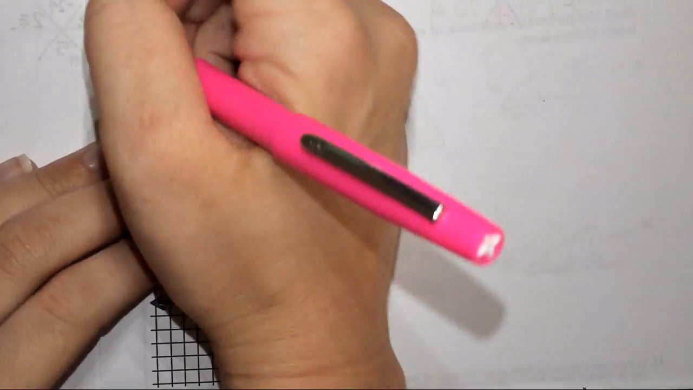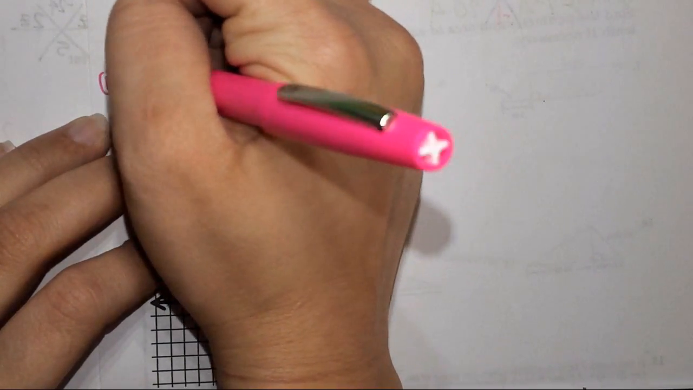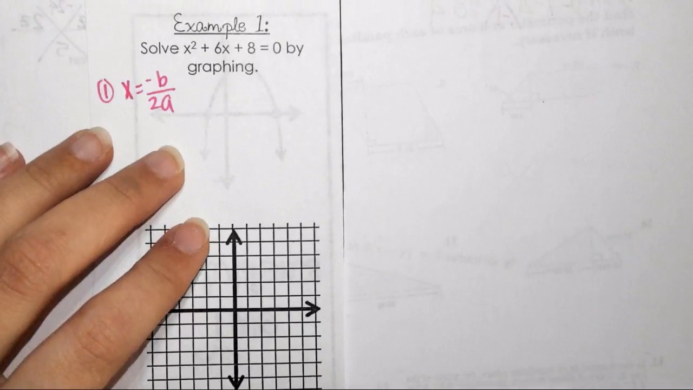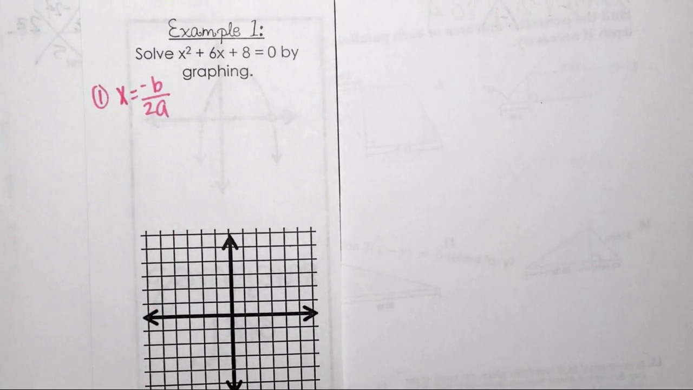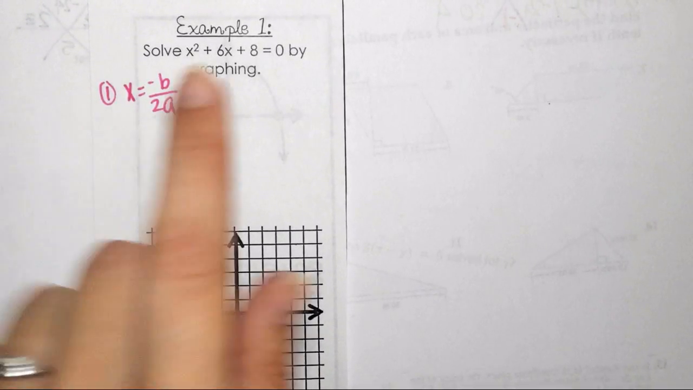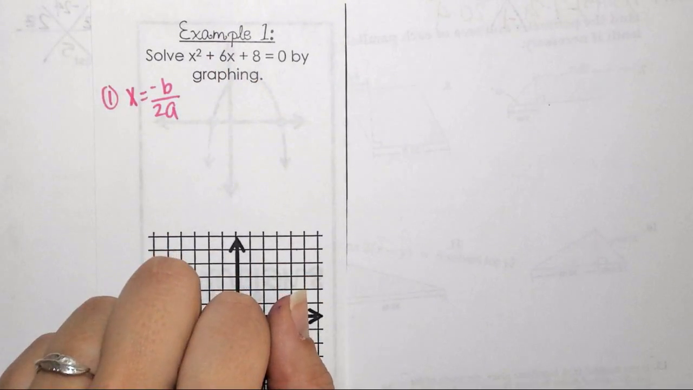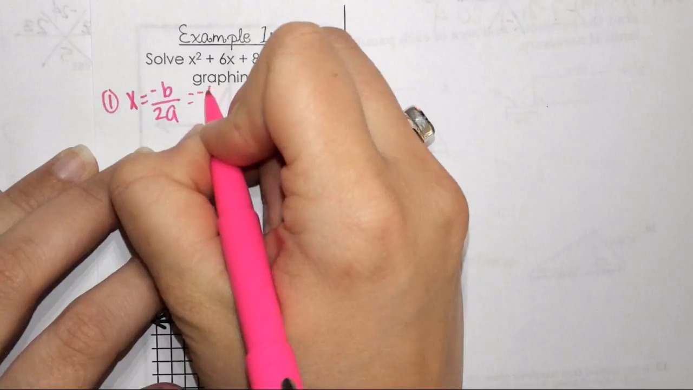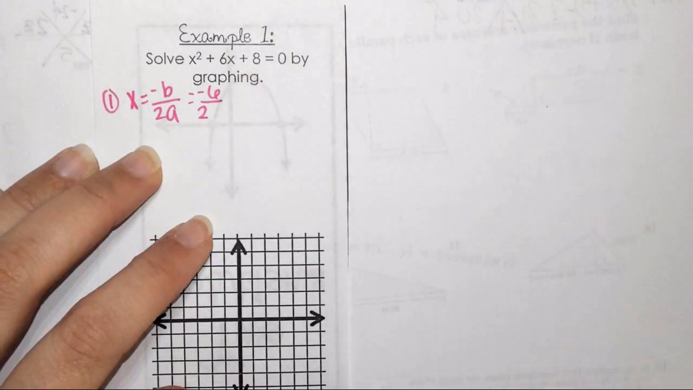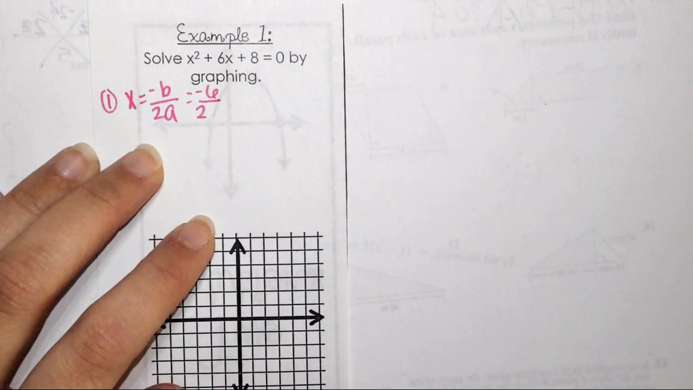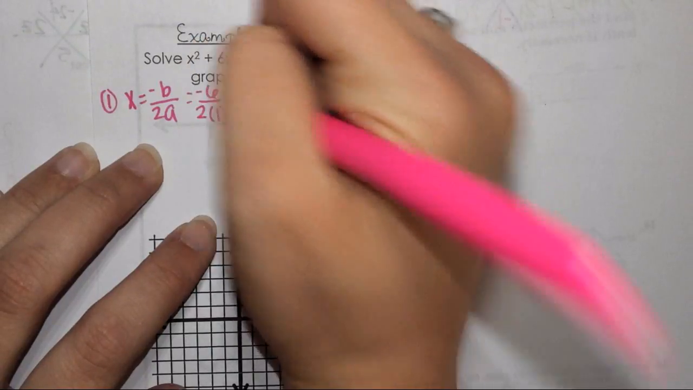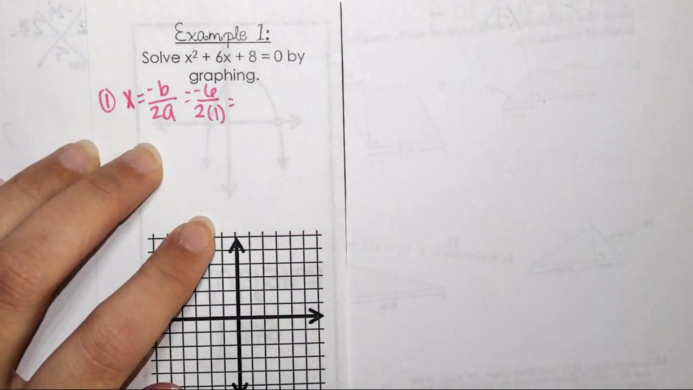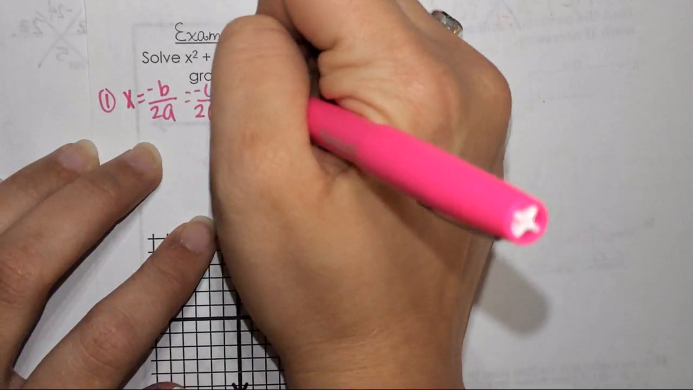Alright, step 1, axis of symmetry. So x equals the opposite of b divided by 2 times a. Now remember, standard form is ax squared plus bx plus c. So what is our b here? 6. And what is the opposite of 6? Negative 6 divided by 2 times what? What's a? 1. Which is? Negative 3.